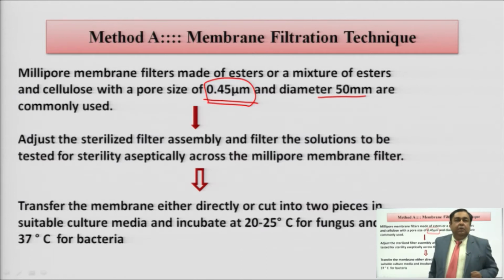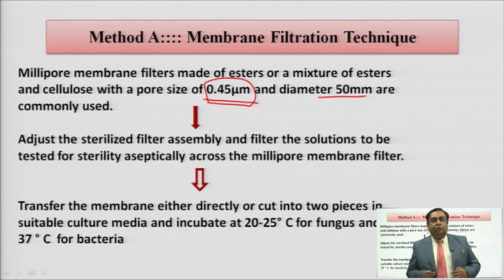The purpose why we are restricting the pore size to 0.45 micrometer is that if the pore size is more, the bacteria will pass through. That is the reason why we have to restrict the pore size to a maximum of 0.45 or below, so that if there is a presence of microorganisms, they will be retained on the surface of the filter paper, or the surface of the millipore membrane filter paper, to be more specific.